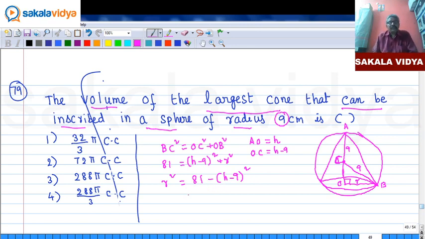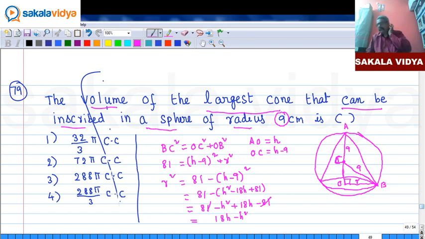Now we can write 81 minus (H square minus 18H plus 81), that is 81 minus H square plus 18H minus 81. The 81 and minus 81 get cancelled. We have 18H minus H square. This is the R square value.